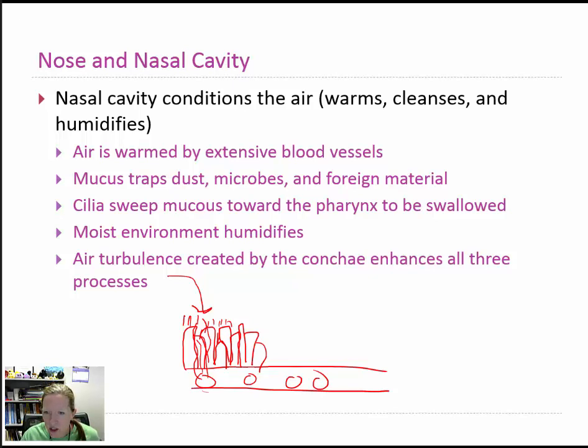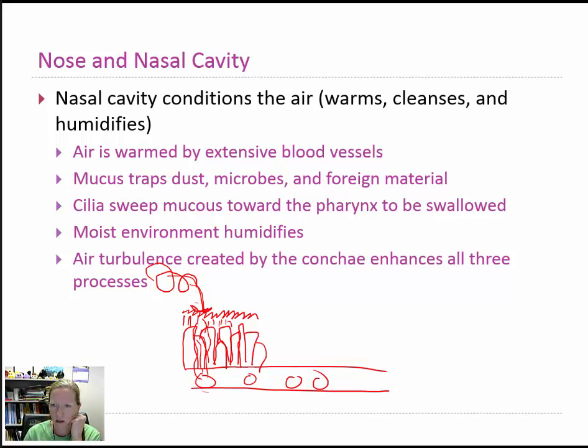Remember that we also have that layer of mucus that's sitting on top. So whenever the air is turbinated and swirled and hits that mucus, not only are particles going to get trapped inside of the mucus, but it's also going to pick up some of the condensation from the mucus. Remember, we talked about how mucus was a combination of mucin, protein, and water. So that is how it's going to get humidified and moistened.